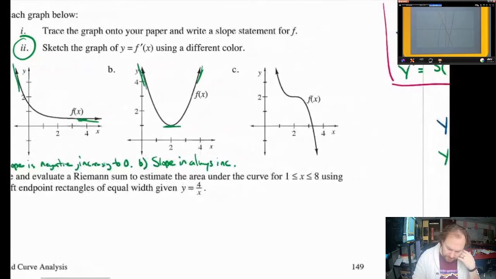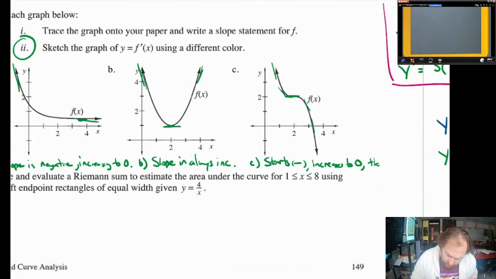And then question C, what I think you should notice is that it's very negative, and then it increases towards 0 right there, and then it starts decreasing again. So what it does is it starts negative, increases to 0, and then decreases. It's never positive is a good point to think about here. The slope on this line is never going to be a positive number. It's always going to be negative. This graph is always decreasing. That's a good way to think about that.